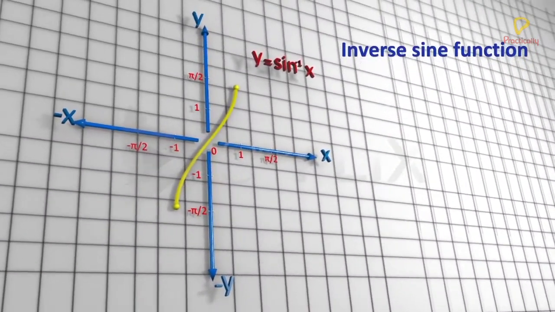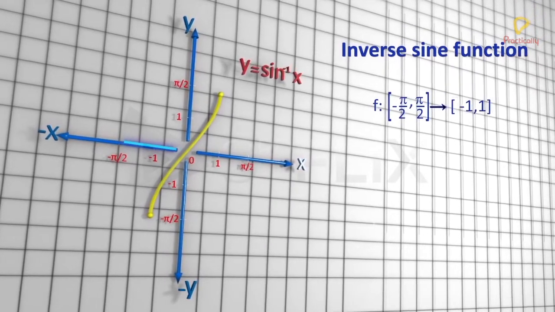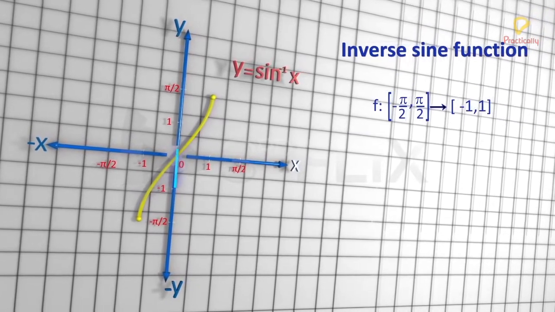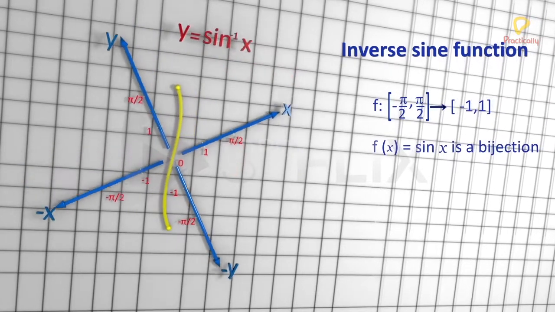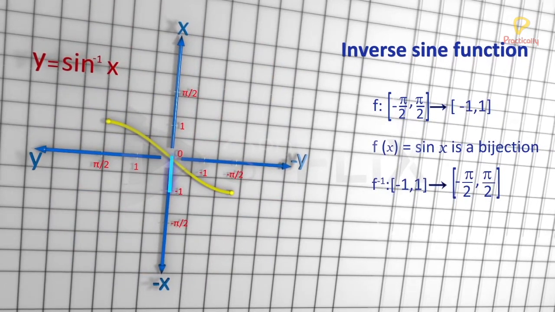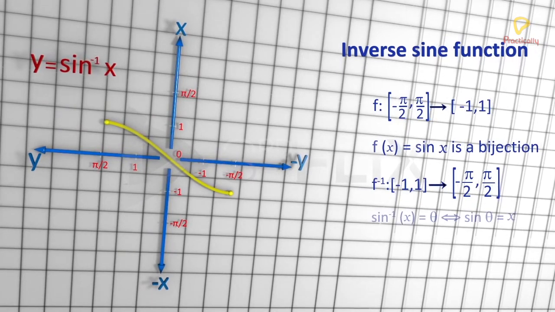Let us define the inverse sine function. F maps from minus pi by 2 to pi by 2 to minus 1 to 1, defined by f of x is equal to sine x, is a bijection. F maps from minus 1 to 1 to minus pi by 2 to pi by 2, defined by sine inverse x is equal to theta if and only if sine theta is equal to x, is called the inverse sine function or arcsine function.